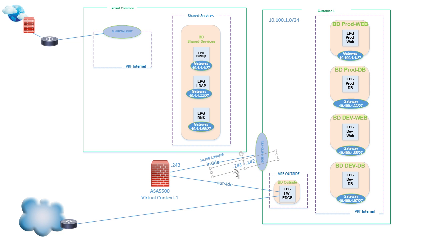And the reason why I'm using 241 and 242 is because we're going to be routing over VPC, and the firewall is going to be routing with both leaf switches, doing dynamic routing. We're going to do OSPF between the ASA inside interface and the customer tenant, and then we're going to do BGP from the customer firewall and their edge router.